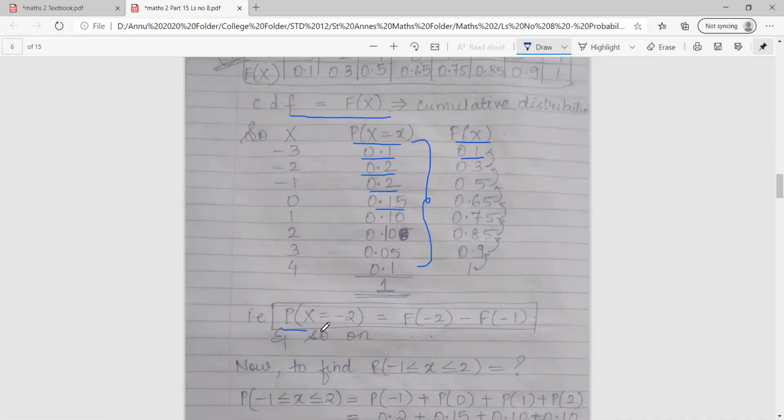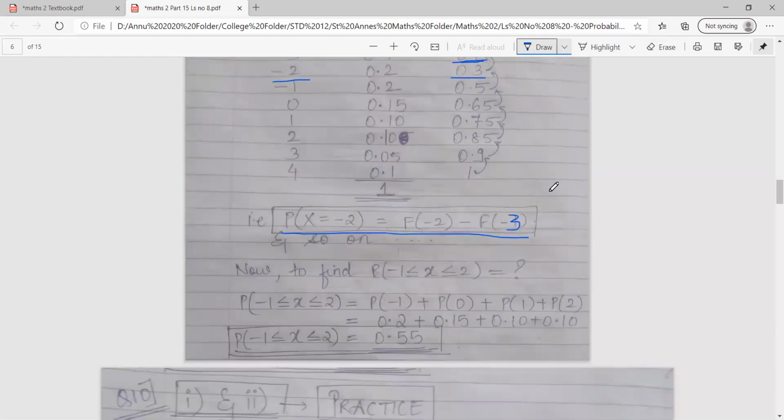So if I say in shortcut, what will be the formula of probability of x is equal to -2? So how did we find x is equal to -2? f of -2 minus f of -3. Sorry, by mistake I have written -1. f of -2 minus f of -3. From the bigger cumulative frequency you're subtracting the smaller cumulative frequency. And then on adding, you should get the answer of probability to be 1. Okay. So we have found out the probability distribution table.